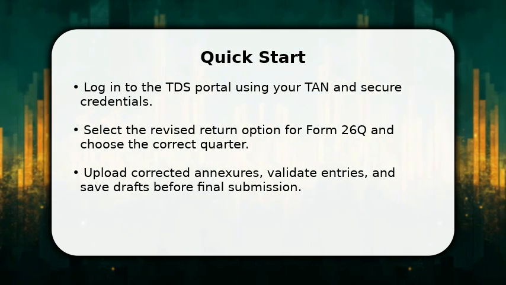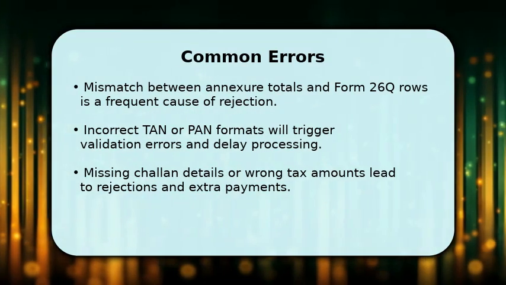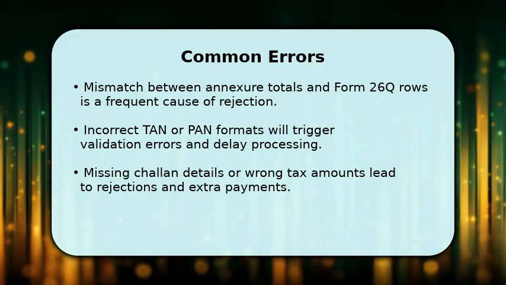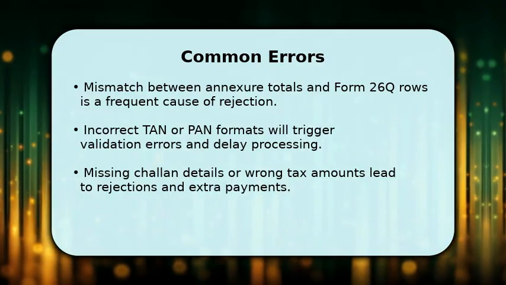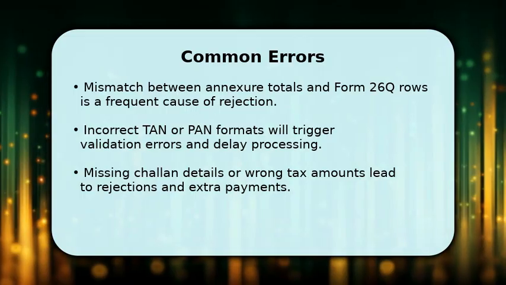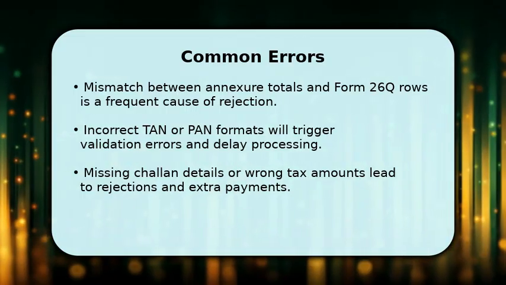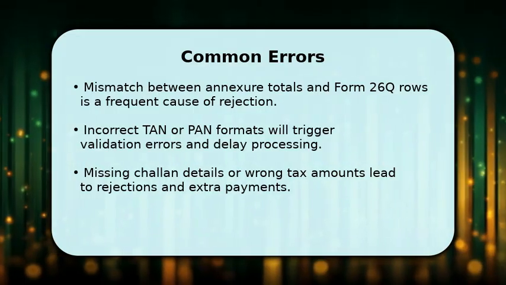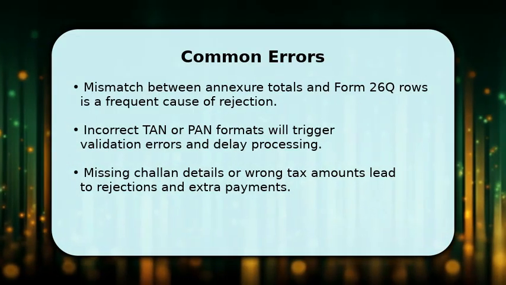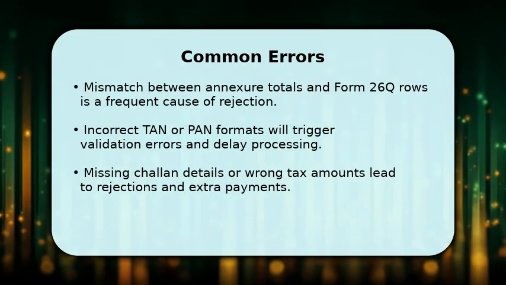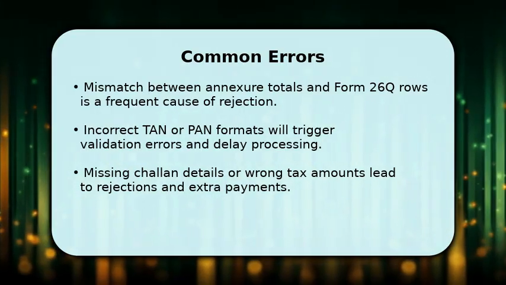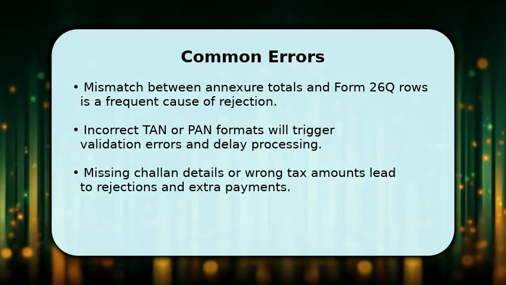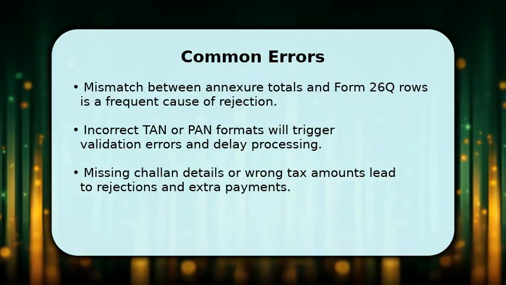acknowledgement for your records. Start by reconciling your annexure totals with the values on Form 26Q to prevent basic mismatches. Verify each PAN and TAN entry for correct formatting and spelling to avoid validation failures. Double-check challan serials, dates, and tax amounts so refunds or credits are not delayed. If interest applies, compute it accurately and include payment details. Keep a checklist and run portal validations until there are no outstanding errors.